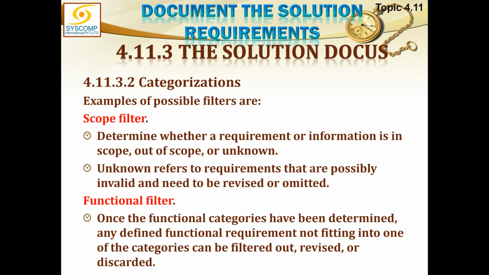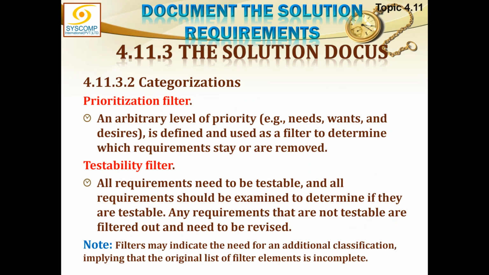Functional filter. Once the functional categories have been determined, any defined functional requirement not fitting into one of the categories can be filtered out, revised, or discarded. Prioritization filter: an arbitrary level of priority, and that depends upon the needs, wants, and desires, is defined and used as a filter to determine which requirements stay or are removed. So those requirements which are not on priority may also be removed. The lowest priority items may be removed.